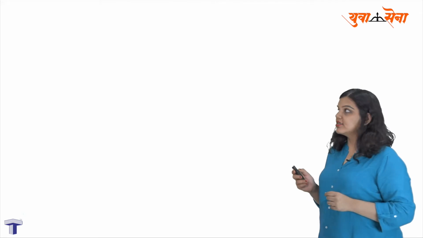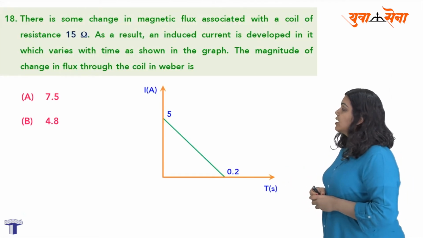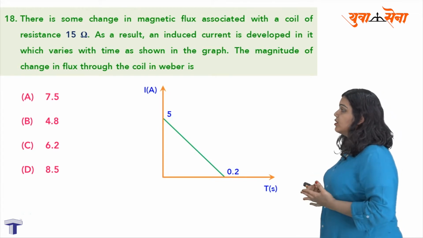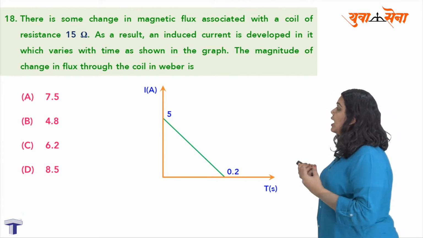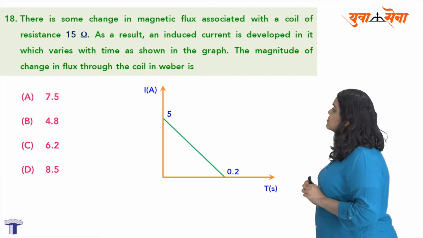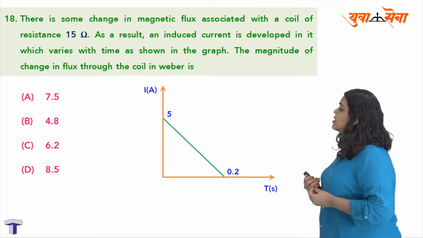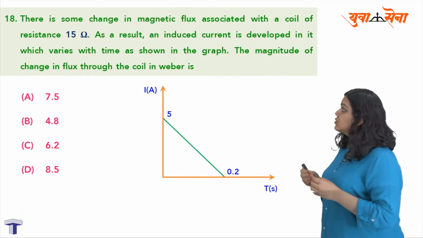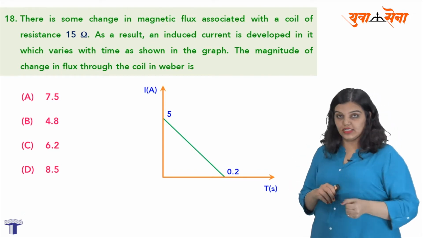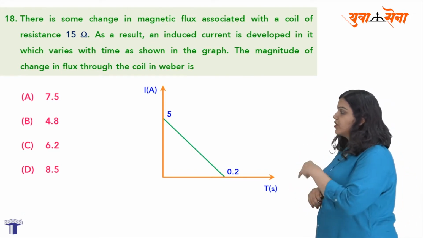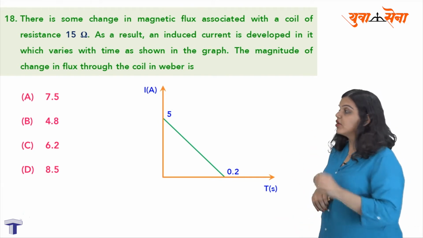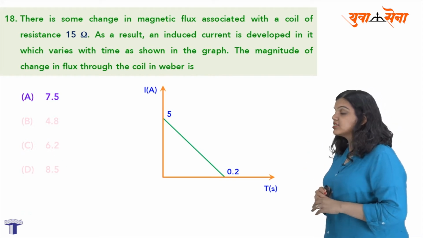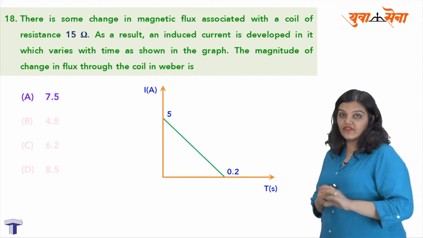Hello everyone, let's take a look at question number 18. The question says that there is some change in magnetic flux associated with a coil of resistance 15 ohm. As a result, an induced current is developed in it which varies with time as shown in the graph. The magnitude of the change in flux through the coil in Weber is what has been asked of us. We have been given this graph. The options are 7.5, 4.8, 6.2 and 8.5, and the correct answer is A, 7.5 Weber.